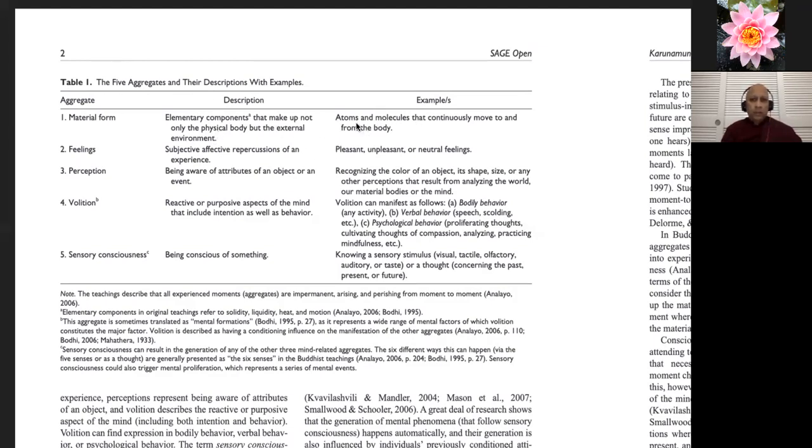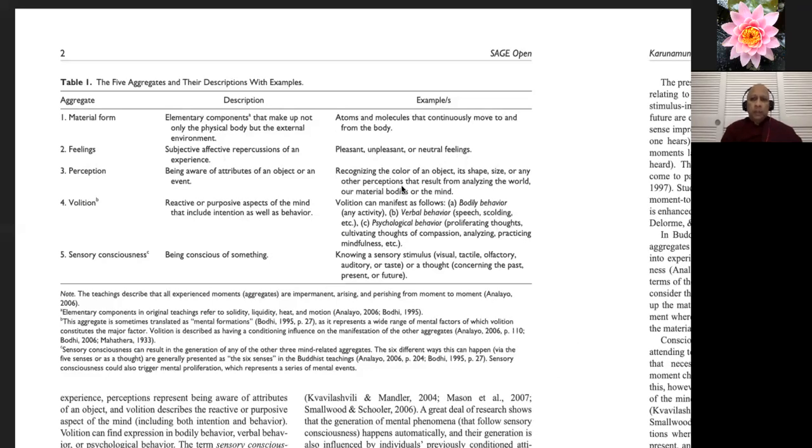And then look at the examples: atoms and molecules that continually move to and from the body. Now, usually you don't come up with that sort of definition in a spiritual text or in religious, how to say, religious types of scholarly articles. This is more like a scientific article. And then feeling, subject to affective repercussion of an experience. So that is pleasant, unpleasant, or neutral feelings.